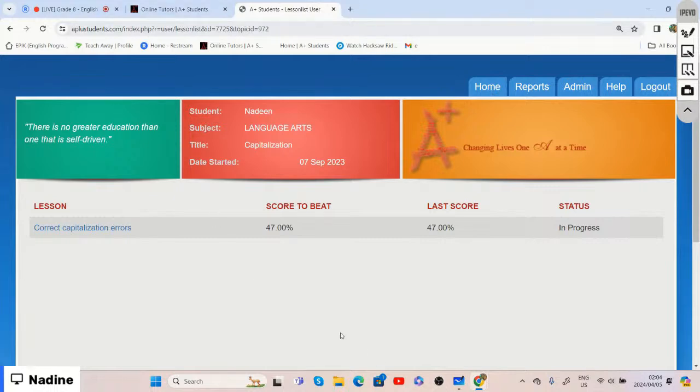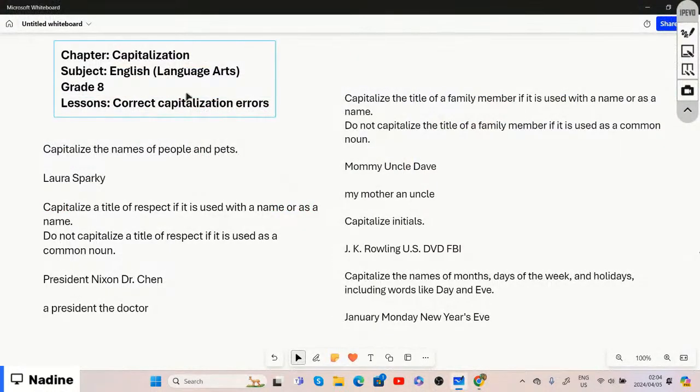All right. So our chapter is capitalization. Our subject is English language arts, grade 8. And the lesson that we are focusing on under the chapter of capitalization is to correct capitalization errors.